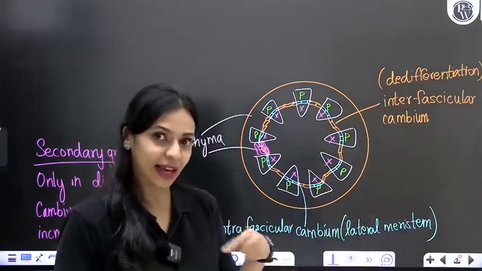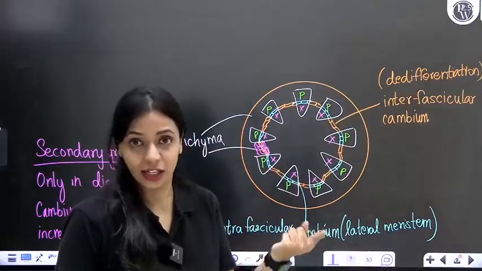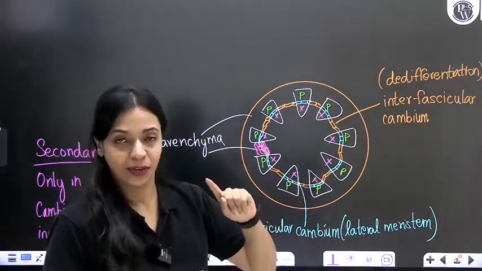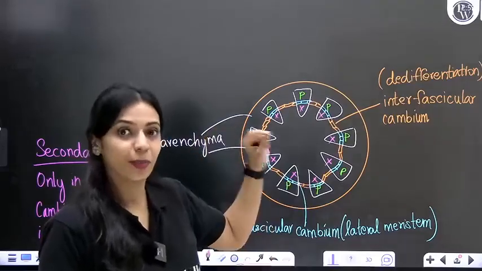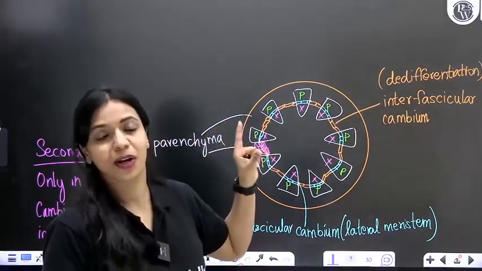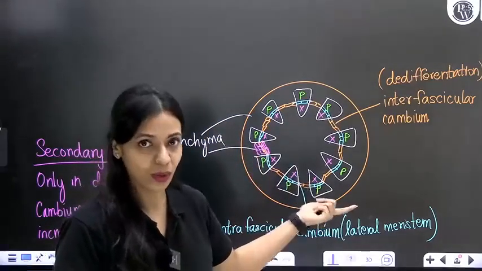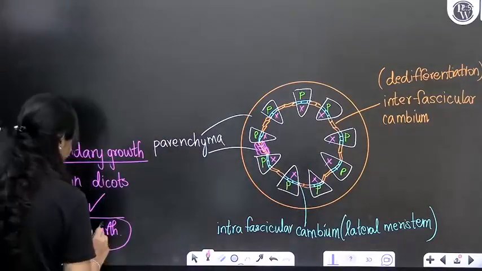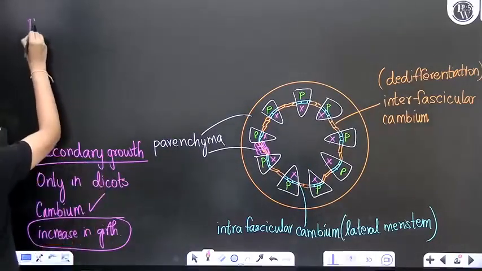When we say it is conjoint open, that means secondary growth can happen there because of the presence of cambium between xylem and phloem. When we say it's conjoint but closed, we mean they're present in the same bundle but there's no cambium, so they cannot undergo secondary growth. So secondary growth is basically increase in girth. This will happen only in dicots.